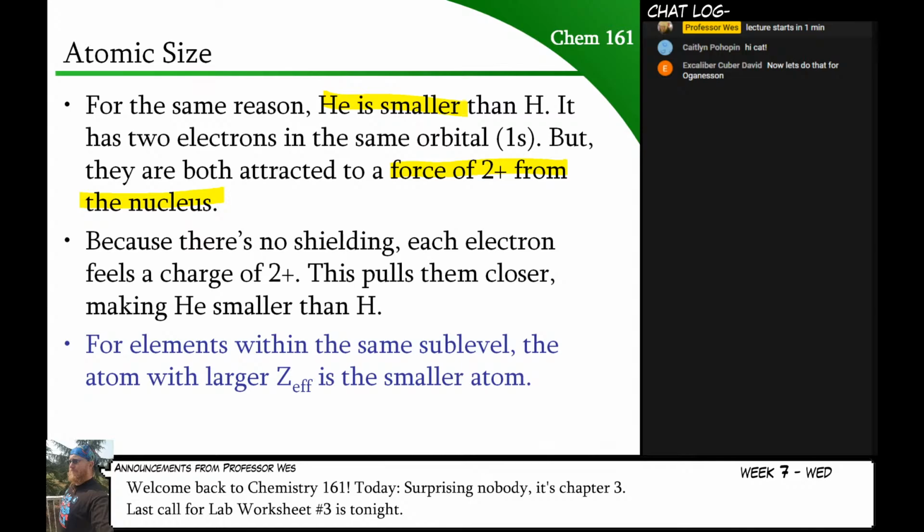We're not going to care so much about ionization energy yet, but do remember this discussion that we had just now, because it'll come back later today. The end result, and hopefully that's clear by now, is within the same sublevel, or even within the same N, the atom with the larger Z effective is the smaller atom.